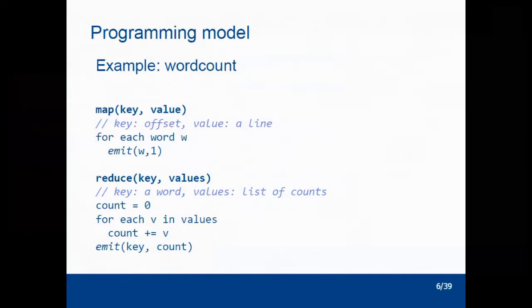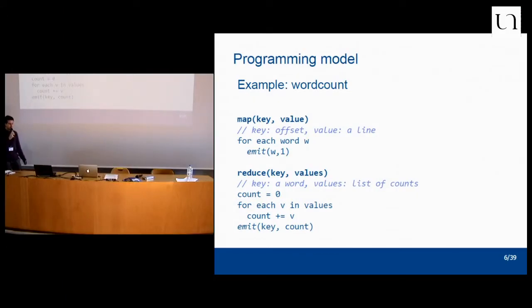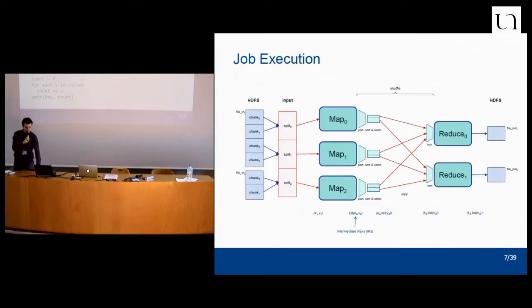So this is a typical example of MapReduce. This is the problem of word count and how it's implemented in MapReduce. In the map phase, we read each line of the file. The key is the offset of the line, and the value is the content of the line. For each word in the line, we emit just one, because we have found the word once. And in the reduce, we will receive for each of the words as many ones as times that we have found this word. So we just have to add all these values and emit the final count.